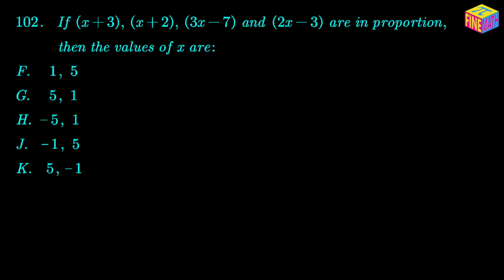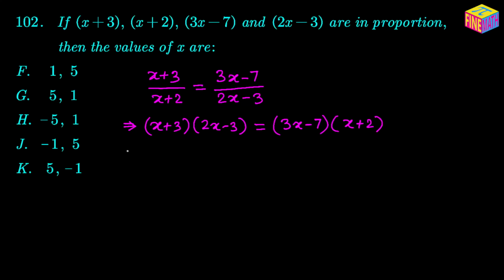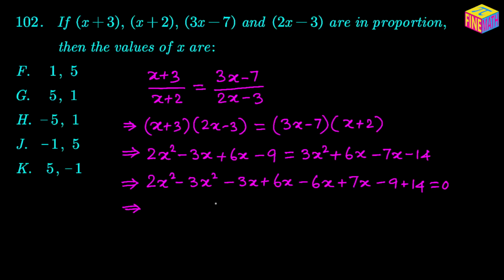So now if these four numbers are in proportion, we can say that the ratio of the first two numbers will be equal to the ratio of the second two numbers. So can we then write it like this? And if we cross multiply, we are going to get something like this. Now let's get rid of the parentheses and do the multiplication, and then let's bring everything to the left hand side, and from here let's simplify and see what we get.